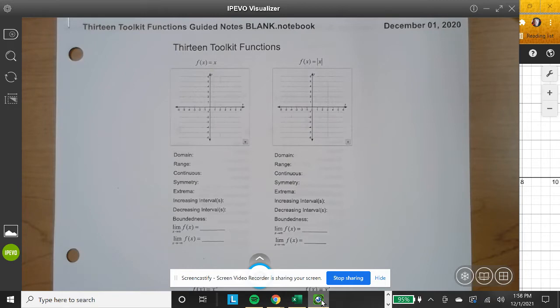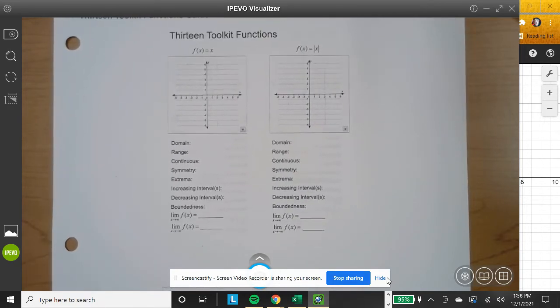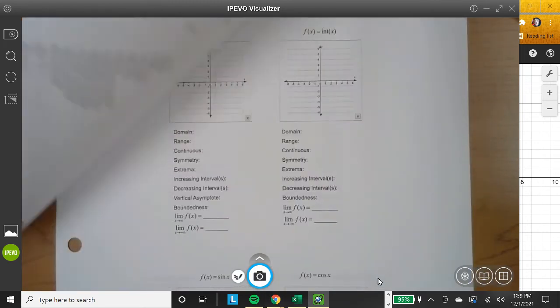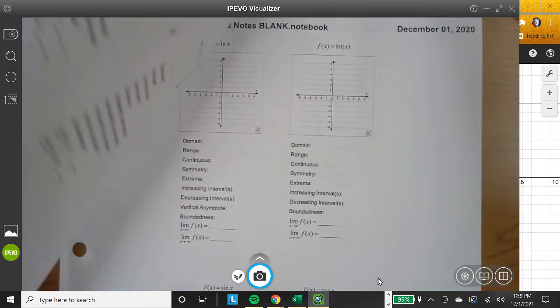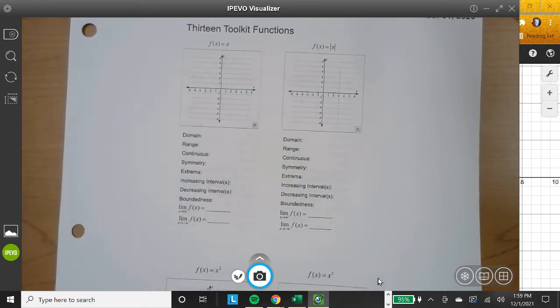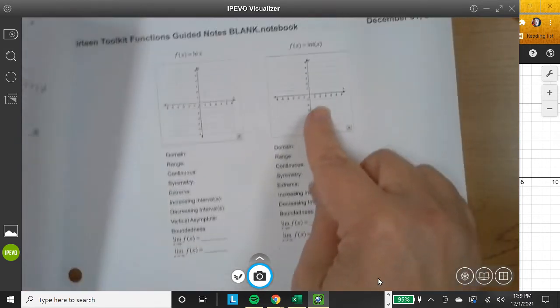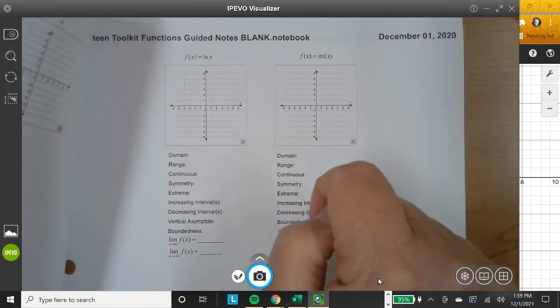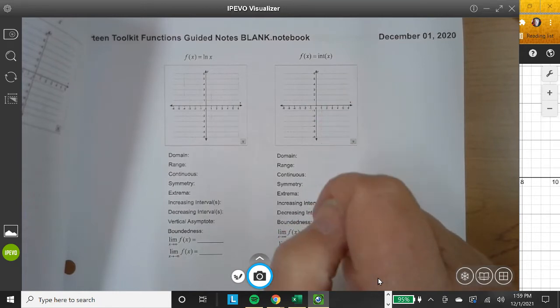So if you have to do index cards or something to help you memorize what they look like and what their properties are, then I would do that after the video. These are the guided notes that I provide in class. So if you would please print them out and spend a couple of minutes graphing the 13 toolkit functions, with the exception of the greatest integer function, which we'll talk about in this video. You may not know how to graph that one on your calculator or on Desmos, but I'll show you how to do that.